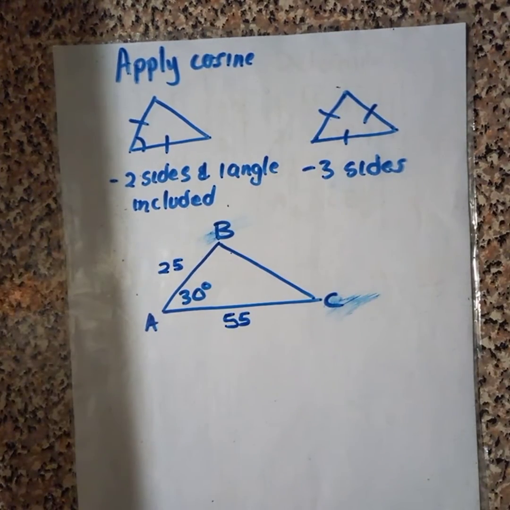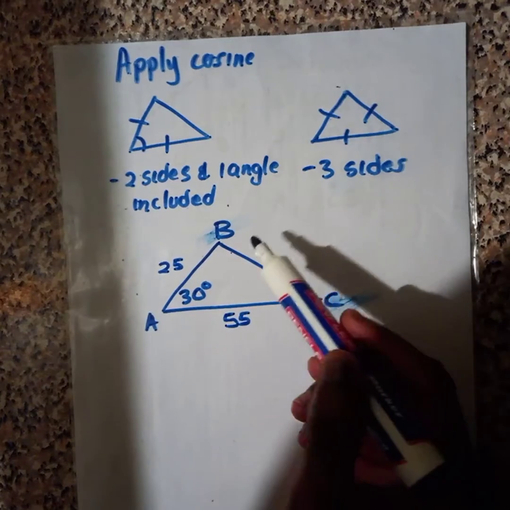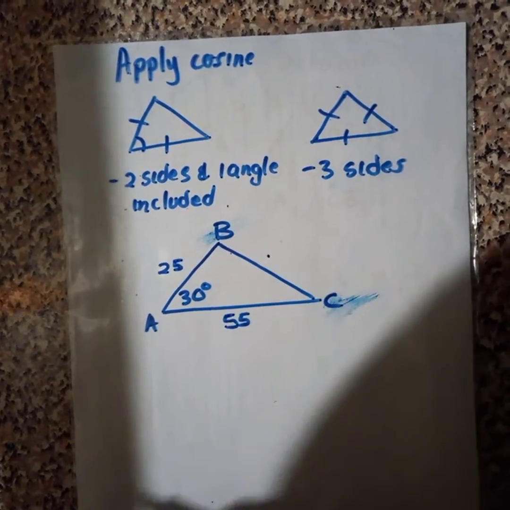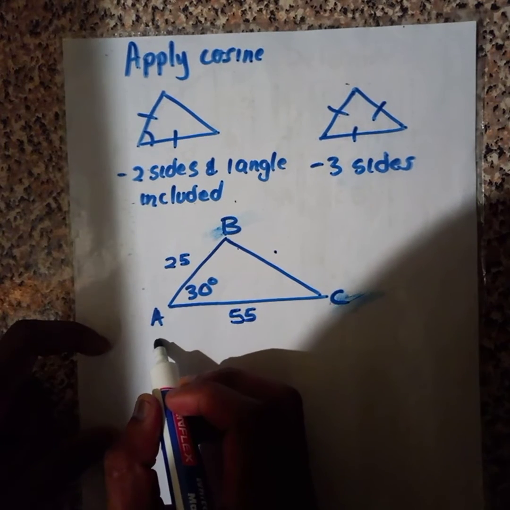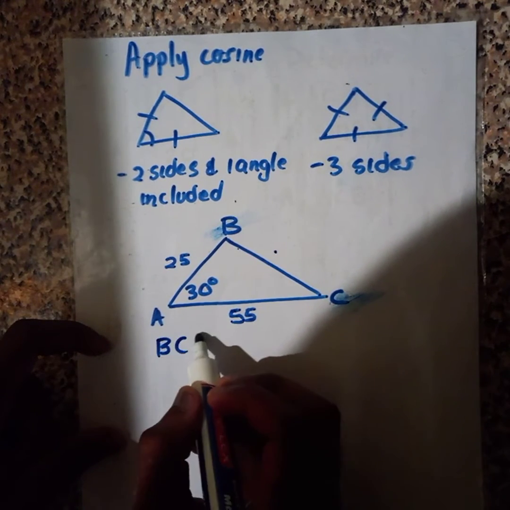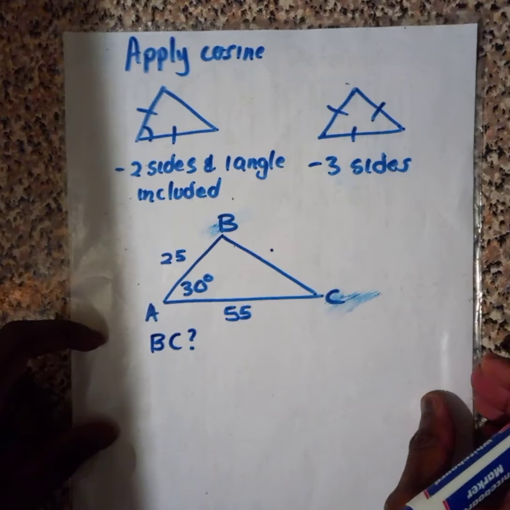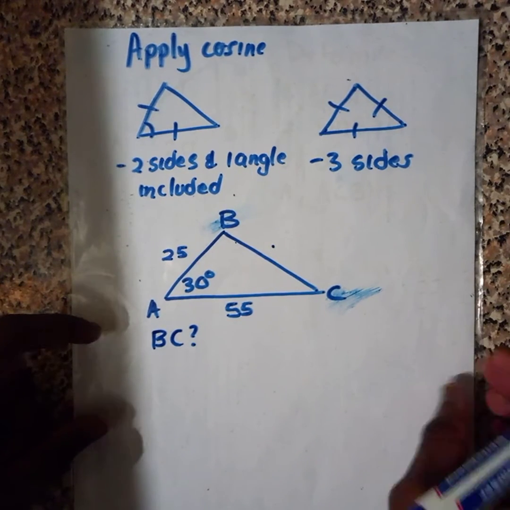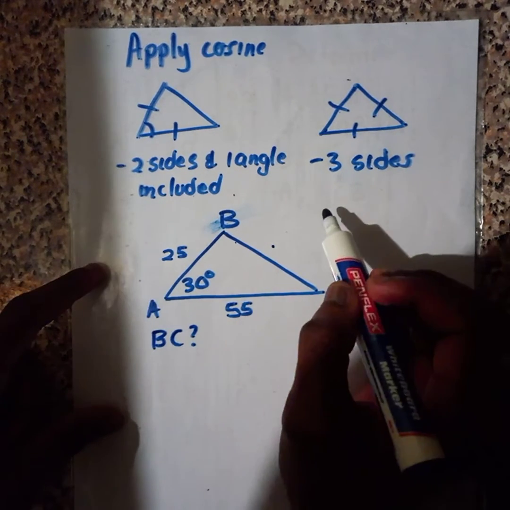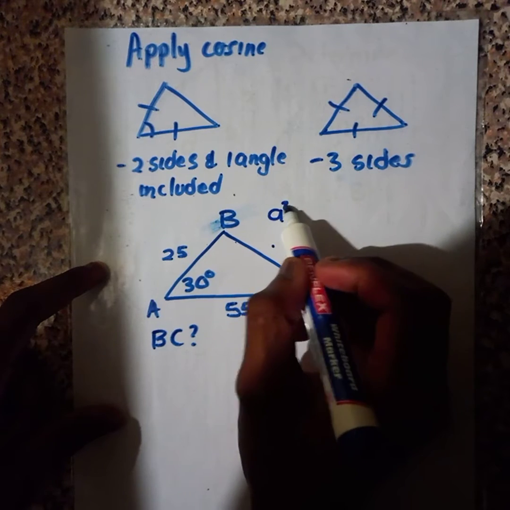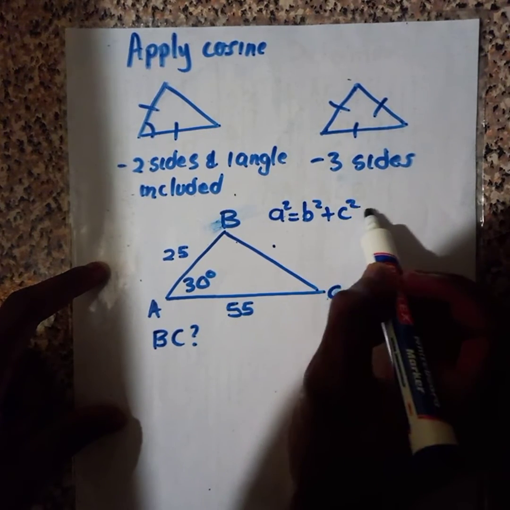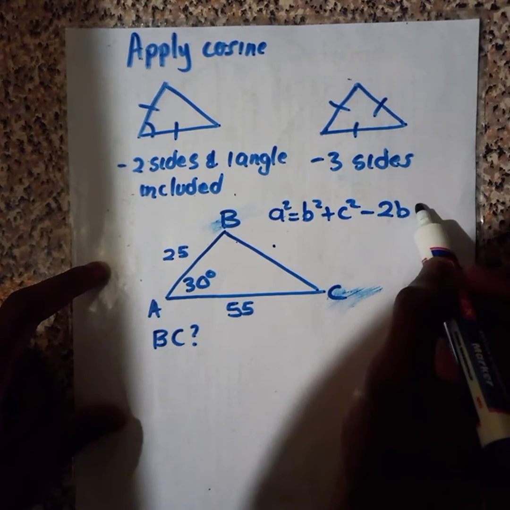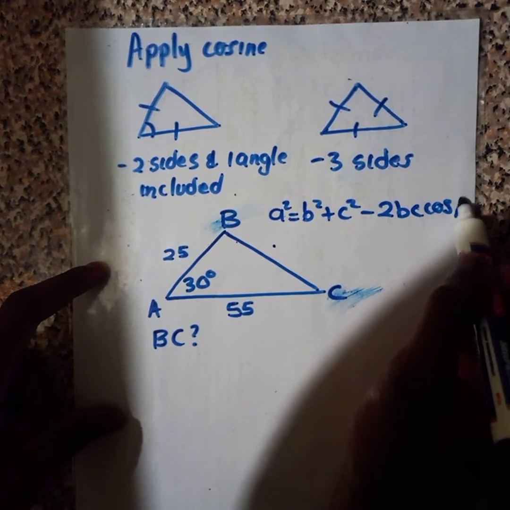Then I ask you to find BC. How are you going to determine the side of BC? For us to determine the side of BC, we must use what? The cosine rule. Don't forget the general formula for cosine rule was as follows: a squared equals b squared plus c squared minus 2bc cos A.